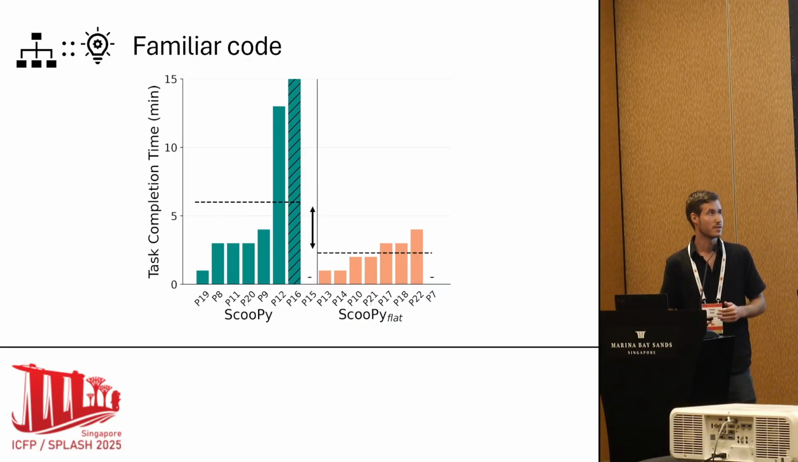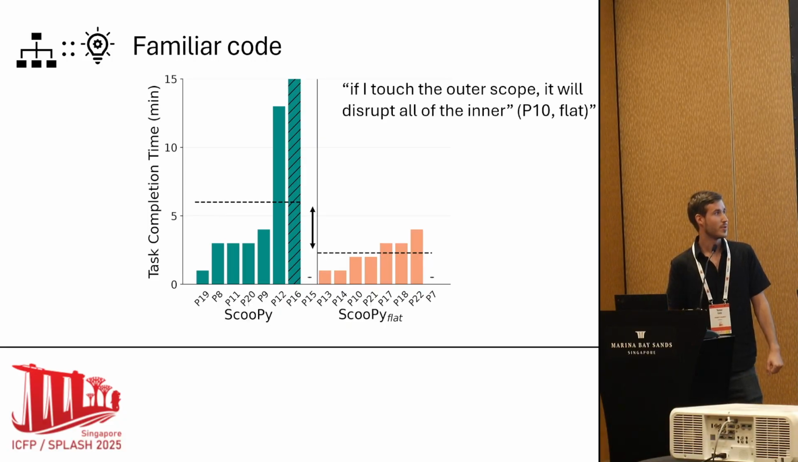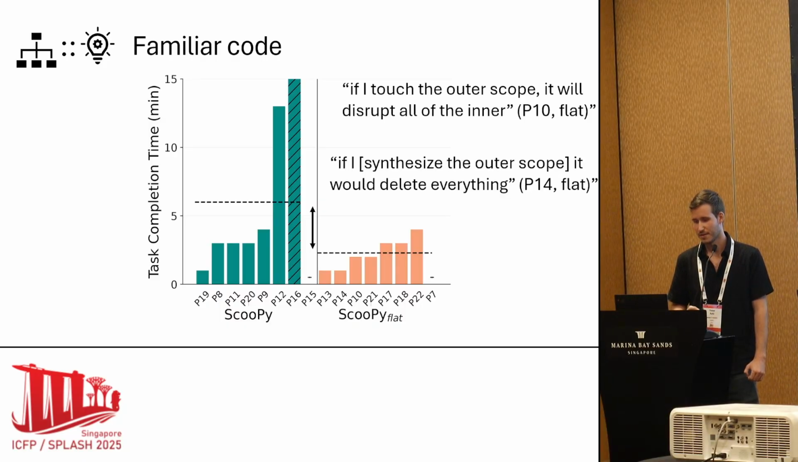And they told us this throughout the whole study. One of them told us that if I touch the outer scope, it will disrupt all the inner, and if I synthesize the outer scope, it would delete everything. It's not that they were happy with this, but they actually know that the synthesizer is only going to use the outer scopes.